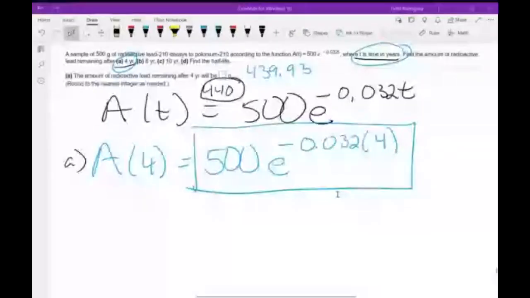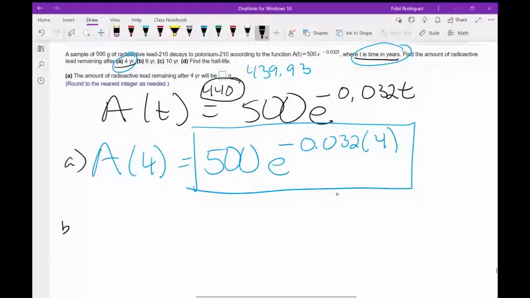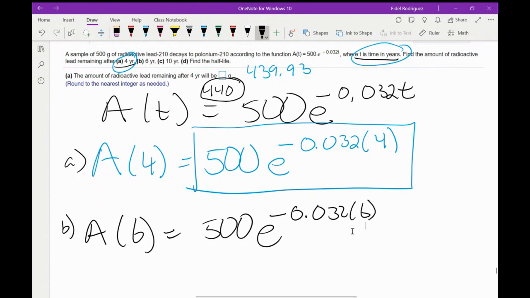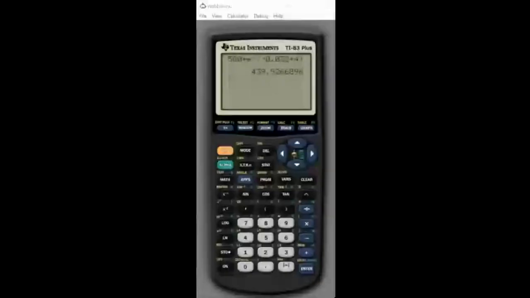Part B says, what about after 6 years? Well, I'm going to do the same thing we did before, but now, instead of putting a 4, I'm going to put a 6, right? So I'm going to stop sharing that piece with you guys, and I'm going to share my calculator again so you can see exactly how I'm entering this in.